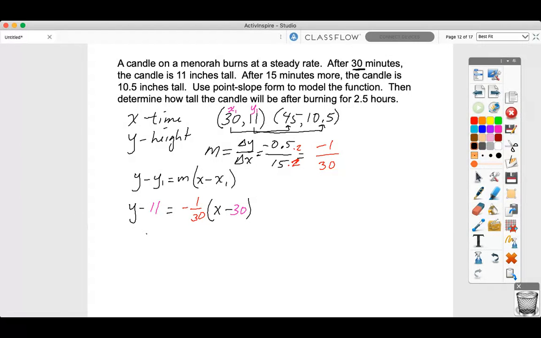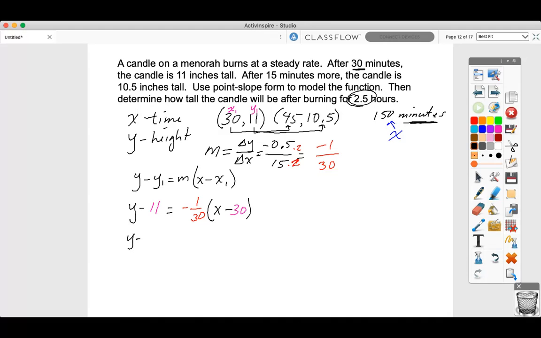Now this is how we use point slope form to model the function. So we're good there. Now we're going to determine how tall the candle will be after burning for 2.5 hours. Up to this point, we've been using minutes. So 2.5 hours is going to be 150 minutes. It's important to maintain the label and the scale on which you're counting. Since it's time, it's going to be an x value. So 150 minutes will be x.